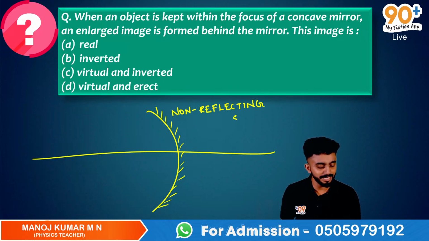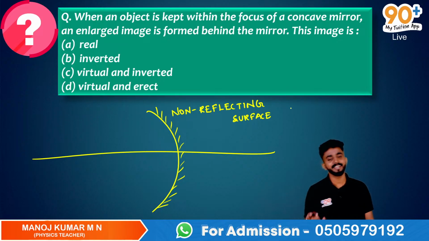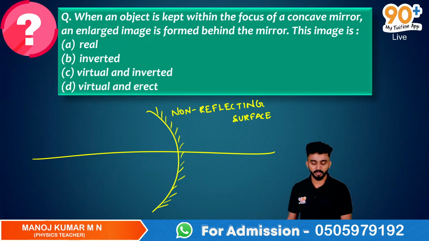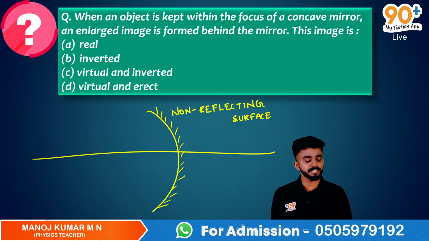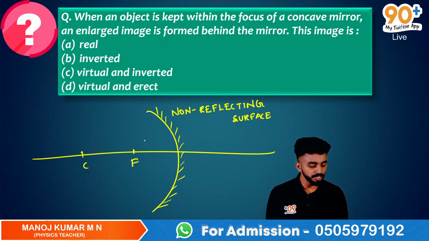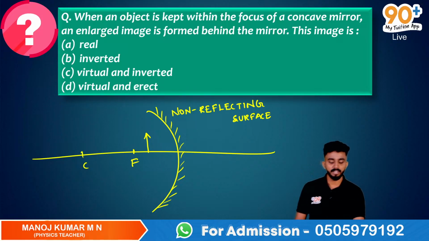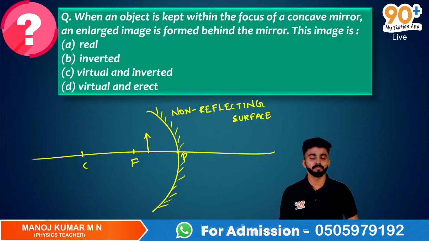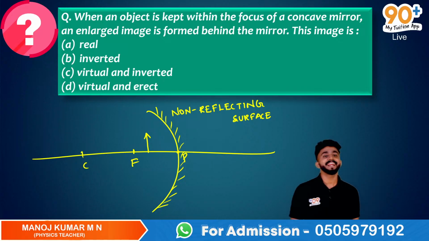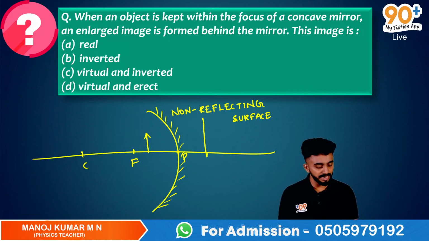If you are my new students in grade 10, keep this in mind. These are the non-reflecting surface. So this is the reflecting side. When the object is kept within the focus, guys, let's say this is the focus and this is the center of curvature. I'm keeping the object within the focus, which means between the focus and the pole of the mirror. What will happen? An enlarged image will be formed behind the mirror, over here.